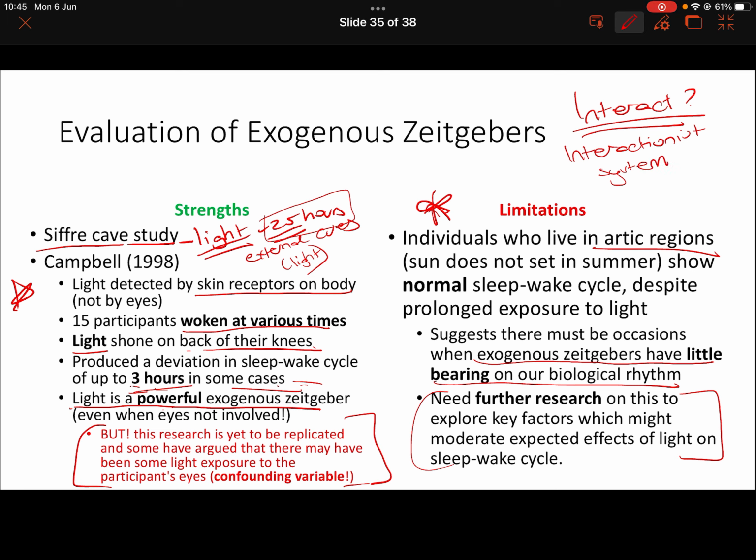So when we look next year at reductionism versus holism, then you will have a lot more to be able to discuss and elaborate on that point. So just something to keep in mind. All right, that's endogenous pacemakers and exogenous Zeitgebers, and therefore the end of biopsych.